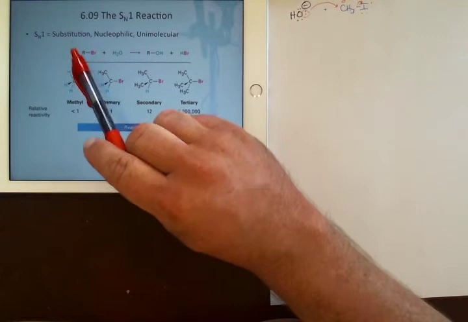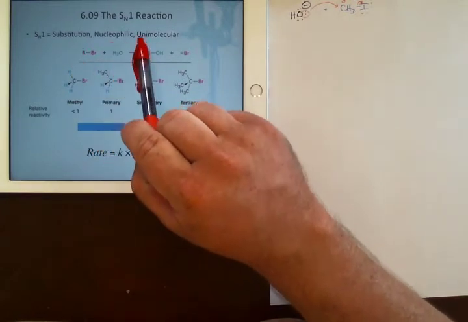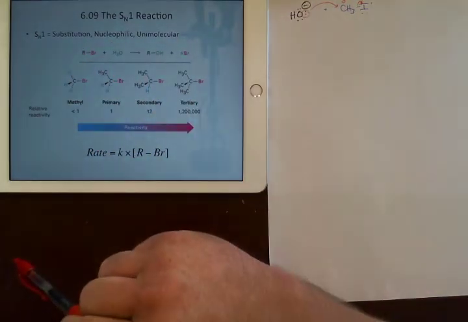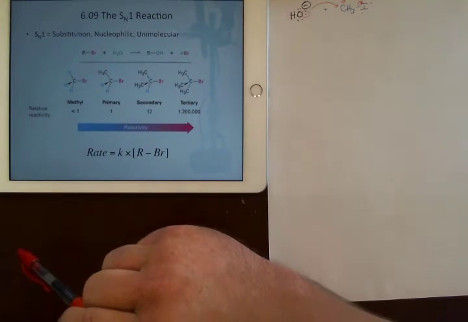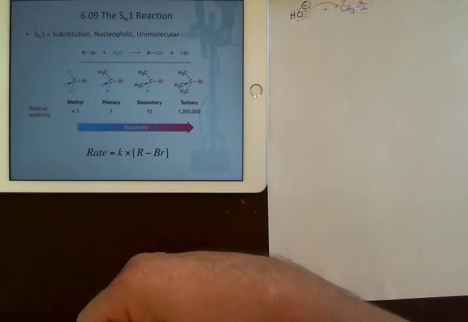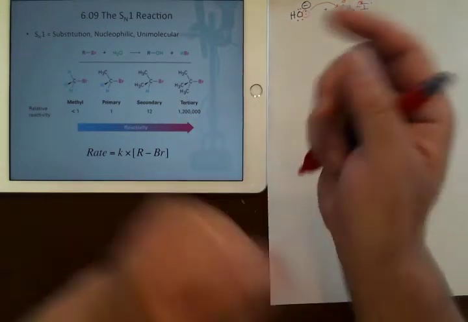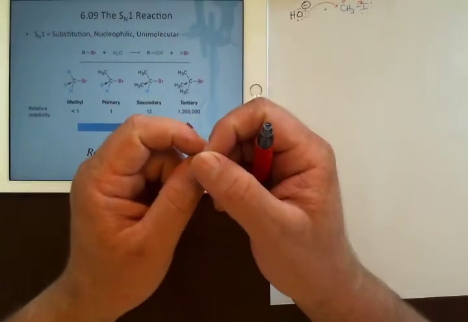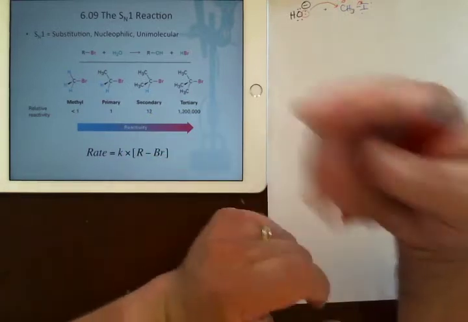It's called SN1 because it's a substitution, nucleophilic, and unimolecular. So in the first case, the SN2, the reason why we use the 2 is that in that first step, which is the slow step, the rate determining step, there's actually 2 molecules coming together and colliding. So that's why we call it SN2.